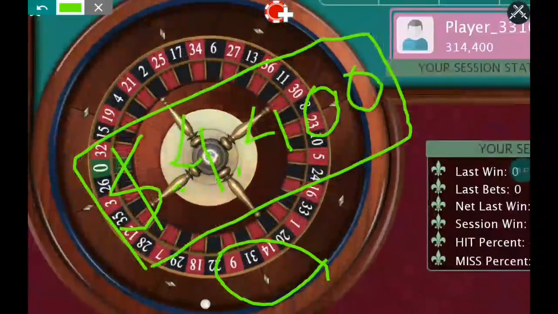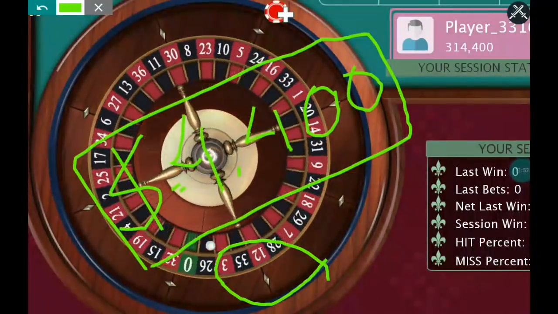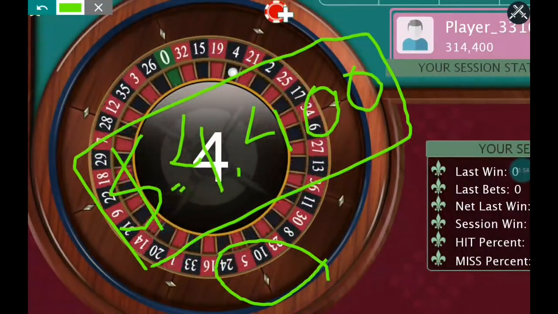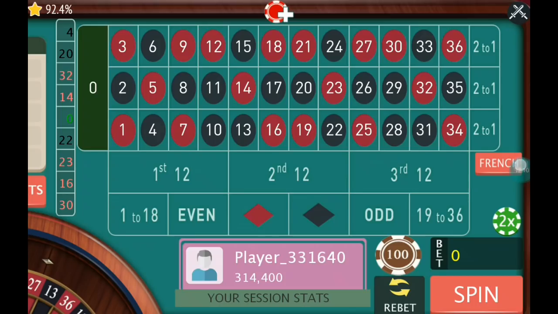This is a very good and quick strategy, and this works very well in online roulette, though in live casino also it works well, but for online roulette this is a perfect trick. And let me remind you the trick once again.